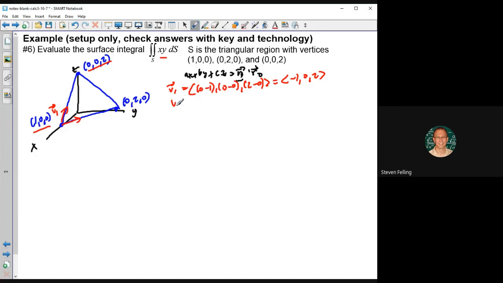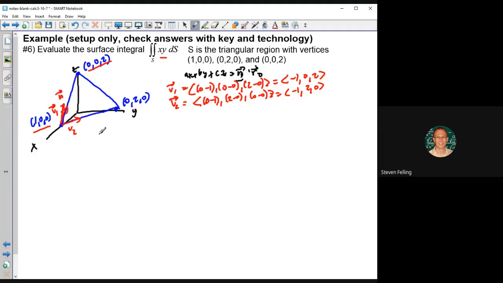And then let's take another vector, vector 2, and let's do 0 minus 1, 2 minus 0, 0 minus 0. So that gives me the vector -1, 2, 0. And then I'd like to get a normal vector, but you know what? I'd like for it to come out of the page. So I'm going to take v2 cross v1, because that will give me the vector that's coming out of the page as the normal vector instead of the one going in.